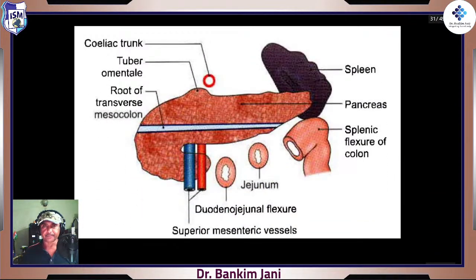Okay, one figure and it tells so much. Celiac trunk, that is over there. This tuber omentale, we know it is that extra bit, like the hump of a camel. Root of transverse mesocolon, that is there. But we watch these superior mesenteric vessels: classically, they come in such a way that they are behind the body but in front of the uncinate process.